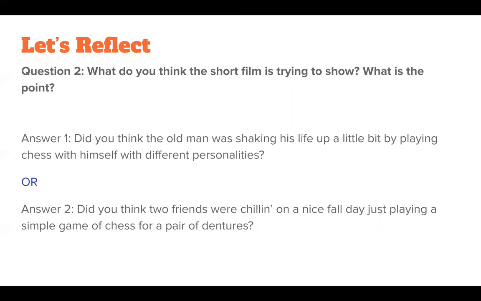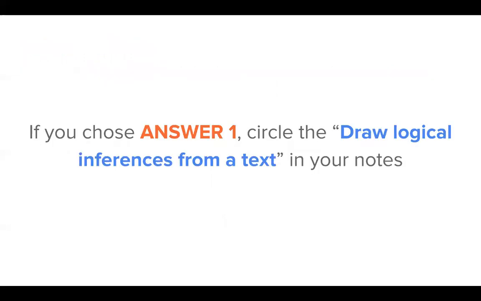For question 2, what do you think the short film is trying to show and what was the point? Look at your answer. Did you choose answer 1? So did you think the old man was shaking his life up a bit by playing chess with himself with different personalities? Or did your answer most reflect answer 2? Did you think 2 friends were chilling on a fall day just playing a simple game of chess for a pair of dentures? So they may not be exactly the answers that you came up with, but go with answer 1 or 2, whichever is closely related to yours. If you chose answer 1, circle the draw logical inferences from a text in your notes.